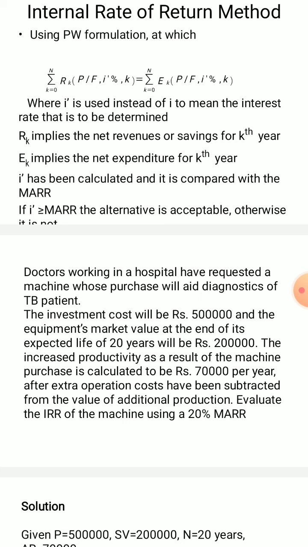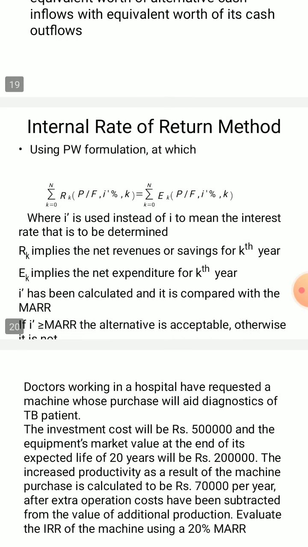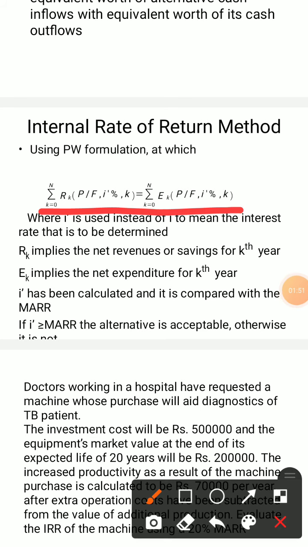So internal rate of return is also considered as a break even interest rate. At that break even interest rate, we can equate the cash outflow and cash inflow. At that particular interest rate, the cash outflow and cash inflow are equal. In the last video we discussed that. We write this equation like this, as cash inflow and cash outflow. We equate this cash inflow and cash outflow, and now we move further.